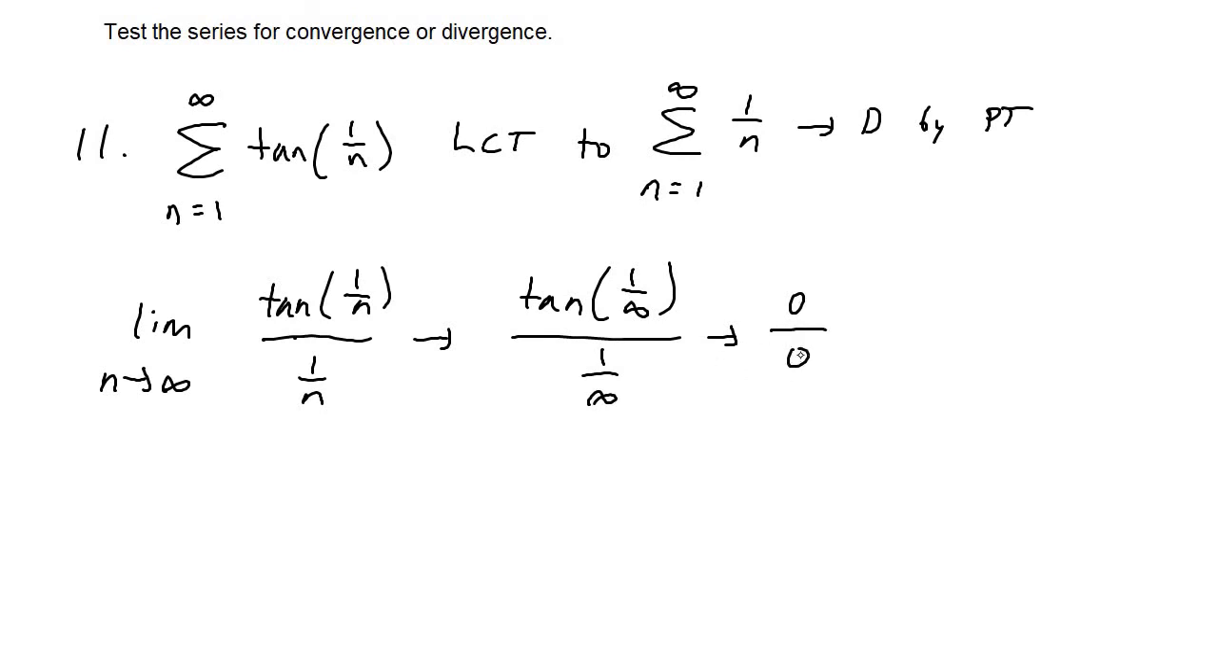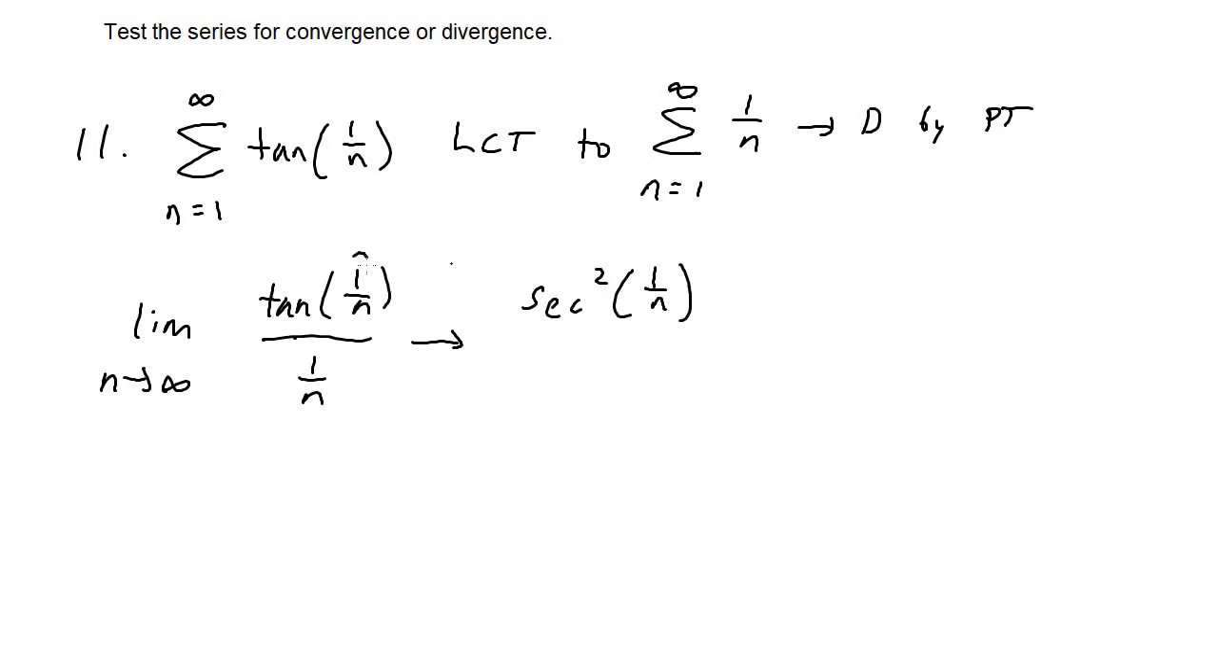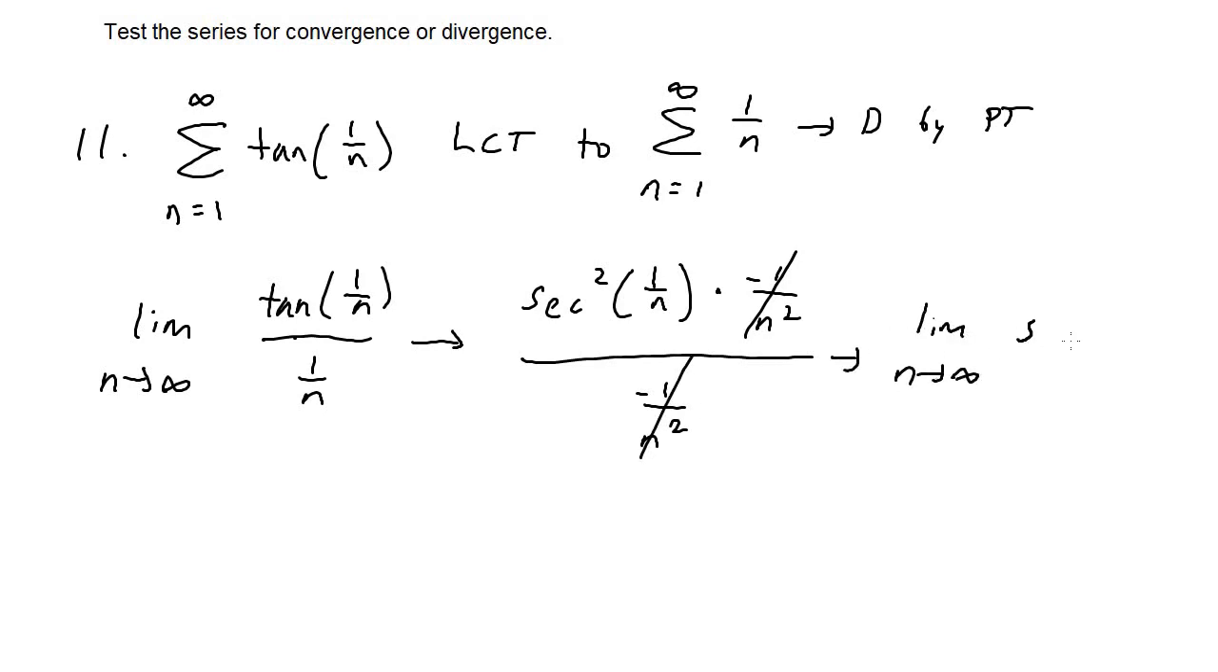Because we have 0 over 0, we can use L'Hopital's rule, where we take the derivative of the numerator and the denominator. So the derivative of tangent of 1 over n is secant squared of 1 over n times the derivative of 1 over n, which is going to be negative 1 over n squared. And then divide it by the derivative of 1 over n. Obviously that's still going to be negative 1 over n squared. So realize both of these will cancel. What we're left with is the limit as n approaches infinity of secant squared of 1 over n.